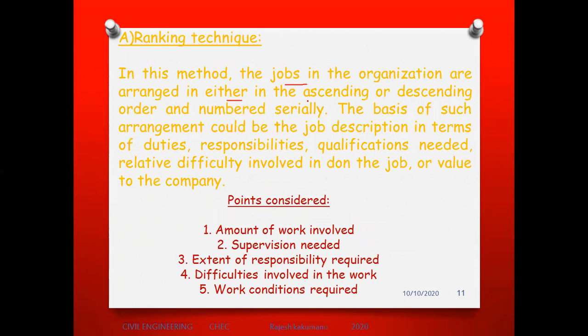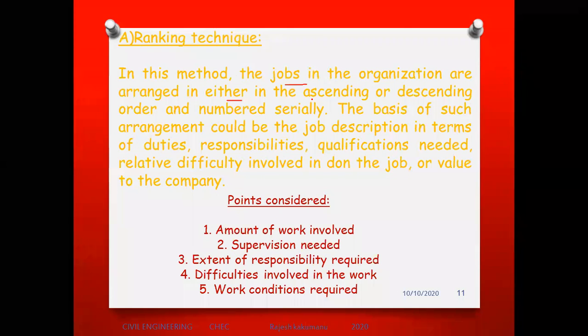Rank to the job. So rank to the job means automatically the degree also increases, right? And experience also will increase. In this method, the jobs in the organizations are arranged in either ascending or descending order and numbered serially. So I will give some example in the next class on how the process will be. Okay. The basis of such arrangement could be job description in terms of duties, responsibilities, qualification needed, relative difficulty involved in doing the job, or value to the company.